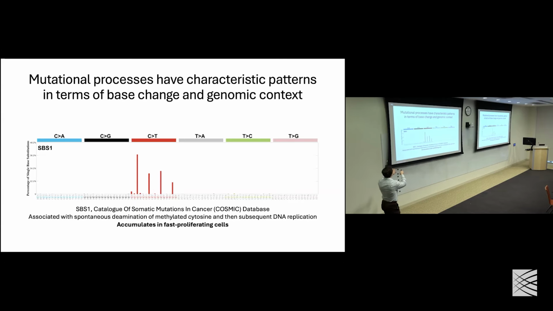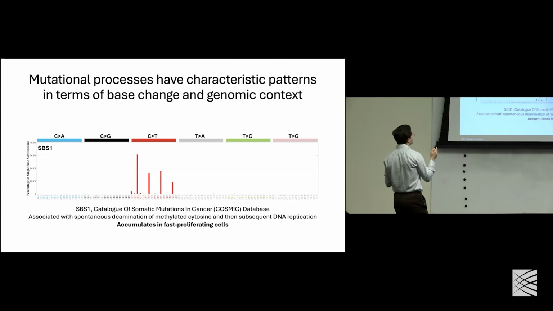So a critical thing to note about this somatic mutational process, this signature SBS1, is that this accumulates in fast proliferating cells. Because I mentioned the process, the spontaneous deamination and the misrecognition, that requires DNA replication. If a spontaneous deamination happens in a non-replicative cell, this mutation doesn't occur because you need the DNA replication machinery to make the mistake to even see it at all.